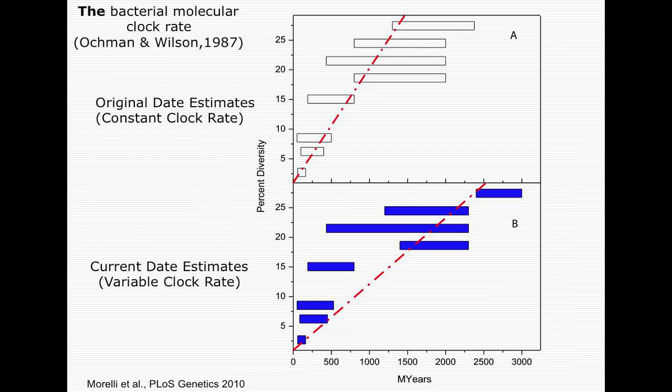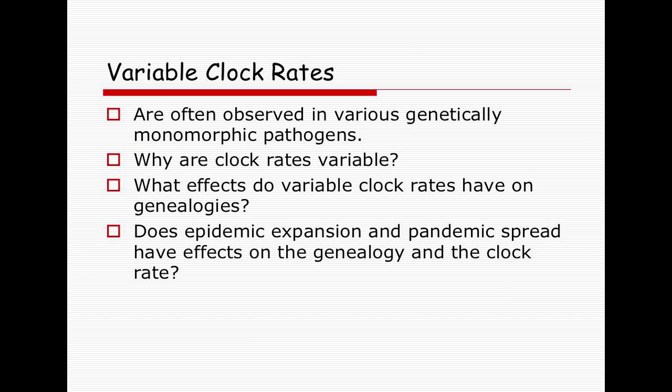I was just starting to talk about variable clock rates, and we're seeing this again and again. They're often observed in various genetically monomorphic pathogens. One way to find out is there's a program by Andrew Rambaut at Edinburgh University called BEAST, and this gives you the option of having a fixed clock rate or a relaxed clock rate, and you can do log likelihoods and determine which of those is more appropriate. And almost every time what comes up as being appropriate for these analyses is the relaxed clock rate, which is basically a variable clock rate.